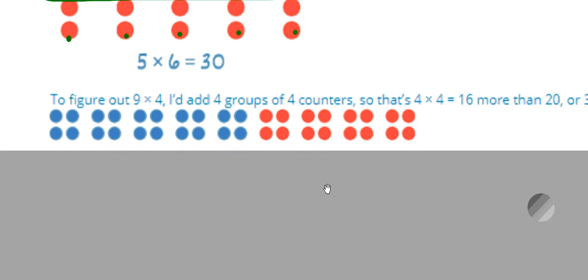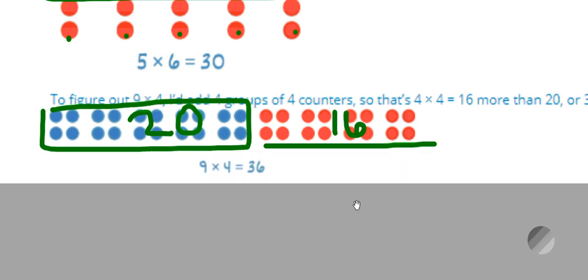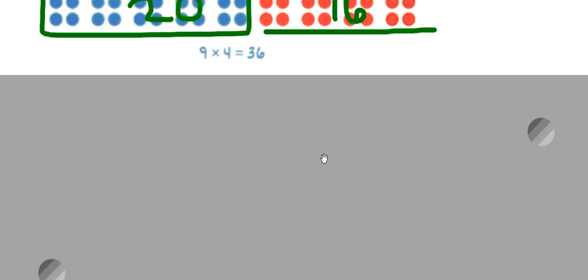All right, another person said to figure out 9 times 4, I'd add 4 groups of 4 counters. Okay. So here was our 5 times 4. Right, we know that's 20. He wants 9 groups of 4, so there's already 5. He's adding 4 more groups of 4 here, and he knows 4 groups of 4 is 16. So all together, 20 plus 16, everyone, 36. All right.